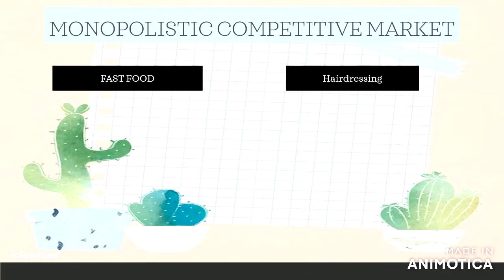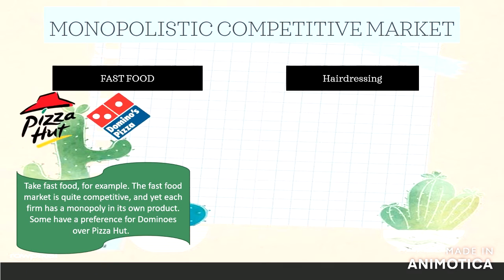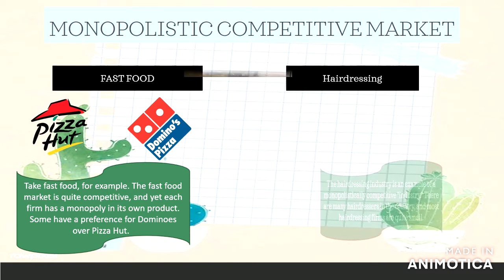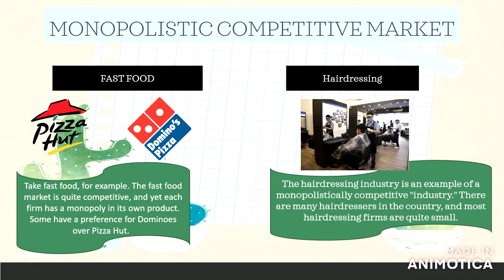Other than that, there is the monopolistic competitive market. We take fast food for example. The fast food market is quite competitive and yet each firm has a monopoly in its own products. Some have a preference for Domino's over Pizza Hut. Another example is hairdressing. The hairdressing industry is an example of a monopolistically competitive industry. There are many hairdressers in the country and most hairdressing firms are quite small.